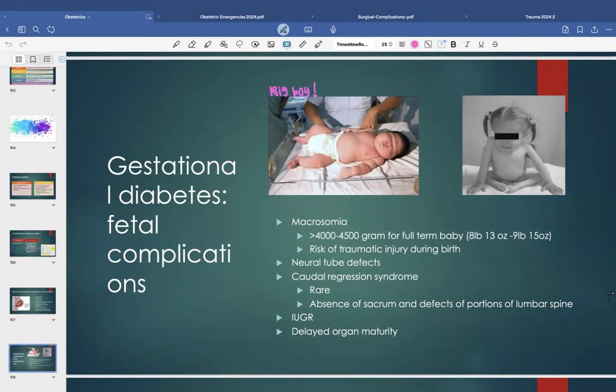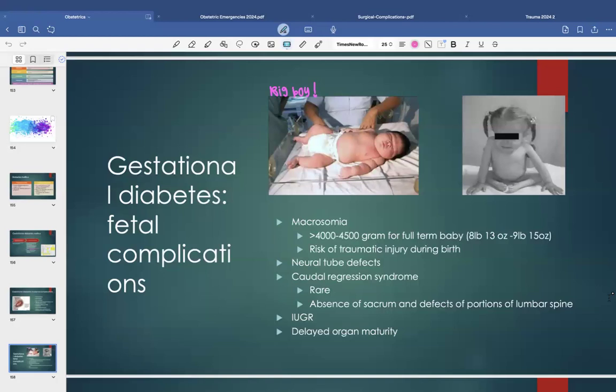These babies are getting excessive nutrients to the fetus, hyperglycemia, hyperinsulinemia, and they're just growing at a rapid pace. They are at an increased risk of traumatic injury during birth because they're big and the pelvis isn't necessarily grown. So trying to get that big baby out of a small pelvic inlet. So they are at more risk for traumatic injury during birth.